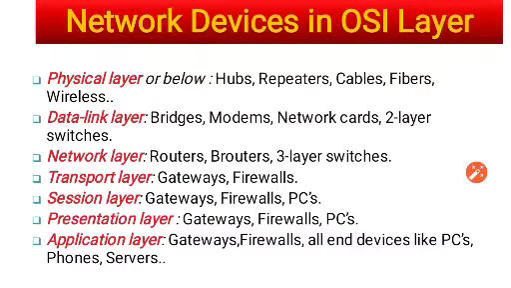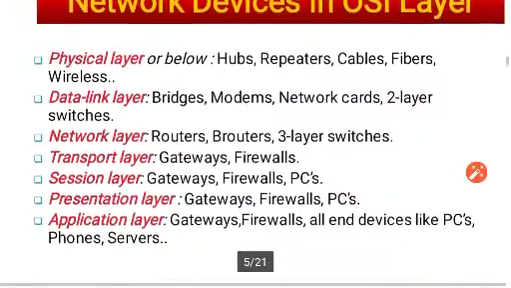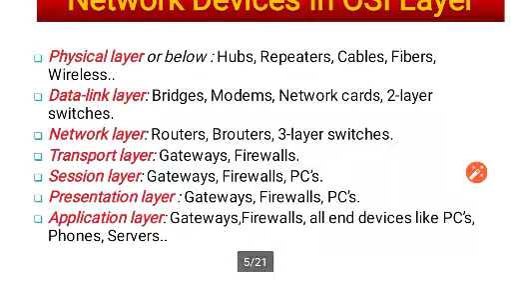After that, in the transport layer, we can use gateways and firewalls. In the session layer, again gateways, firewalls and your PCs, your personal computers. In the presentation layer, same as the session layer. And in the application layer, you can use all other end devices like phones, servers, your smartphones. Okay. I hope this is clear to you all. This portion is very important.